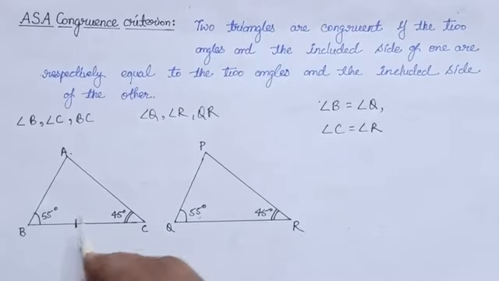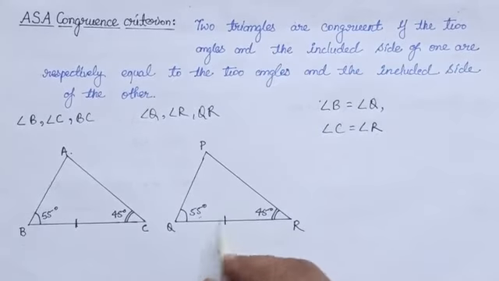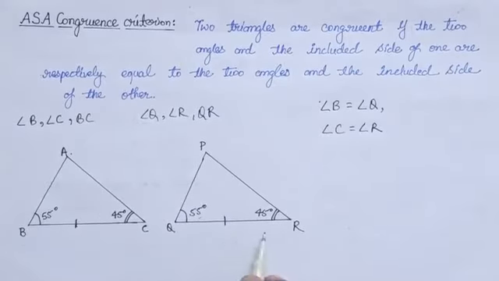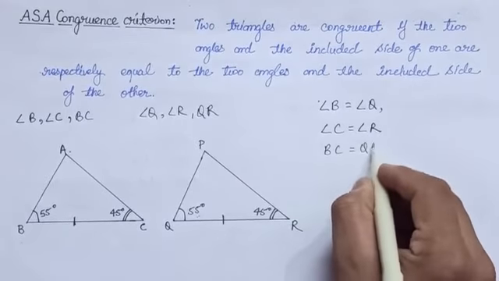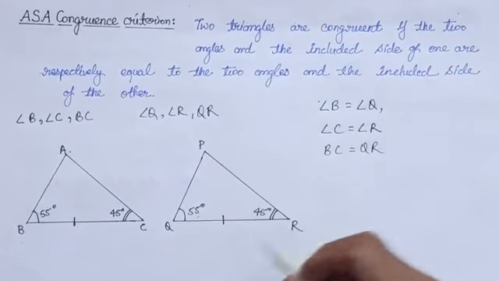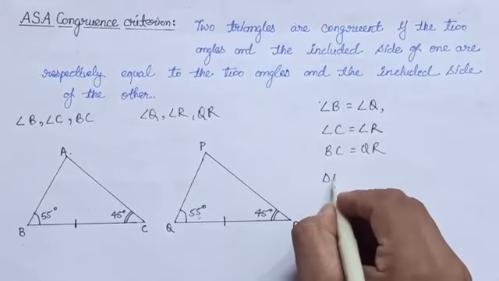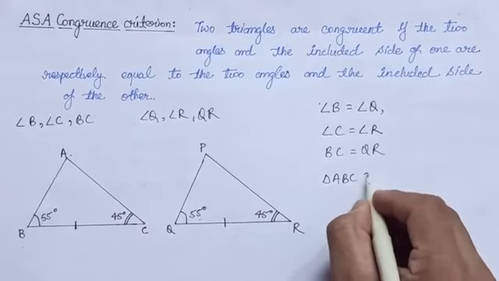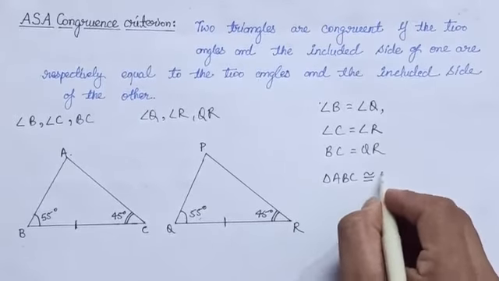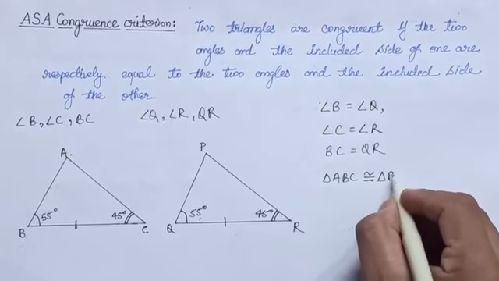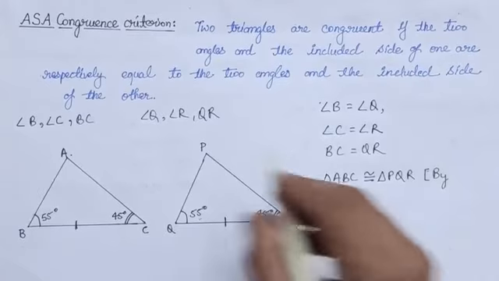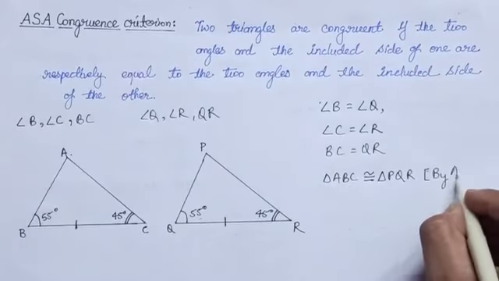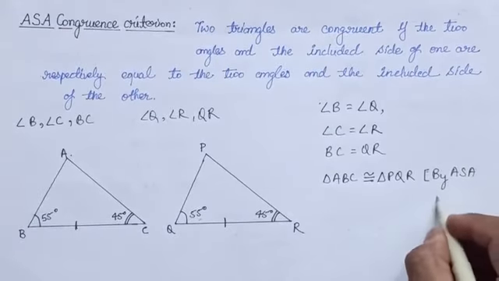It means the side included between the angles B and C, BC, is equal to the side included between the angles Q and R, QR. BC is equal to QR. Okay. Hence, we can say triangle ABC is congruent to triangle PQR by ASA, angle side angle congruency.